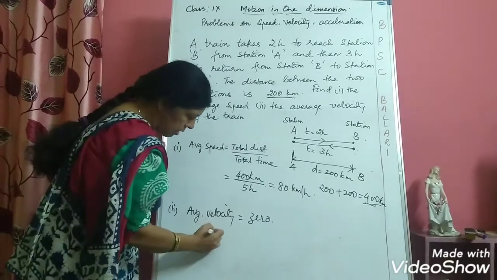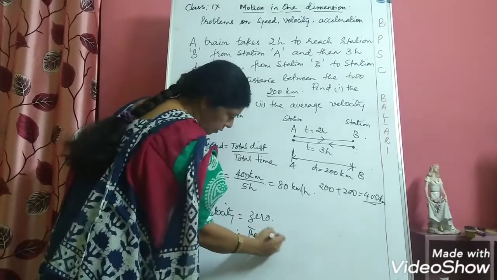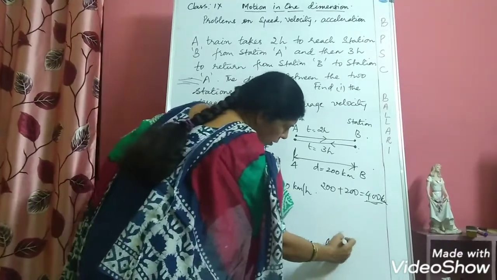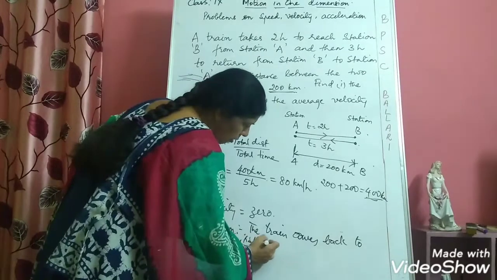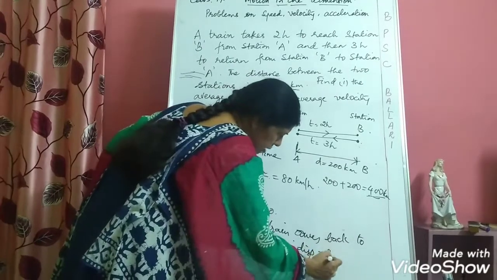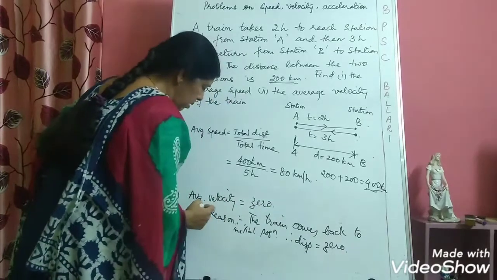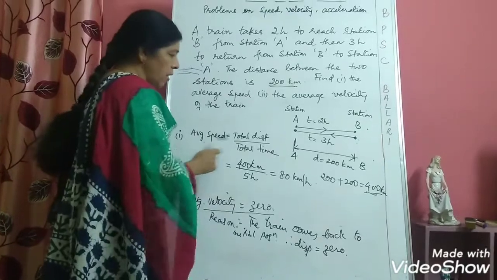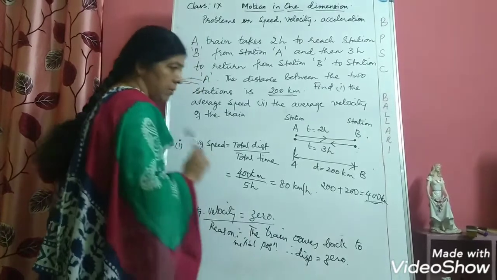What is the reason? Reason being the train comes back to the initial position. Therefore, displacement is 0. When displacement is 0, what happens to the velocity? Velocity also will be equal to 0. So, the average speed of the train is 80 km per hour, whereas the average velocity of the train will be 0. This is the solution.